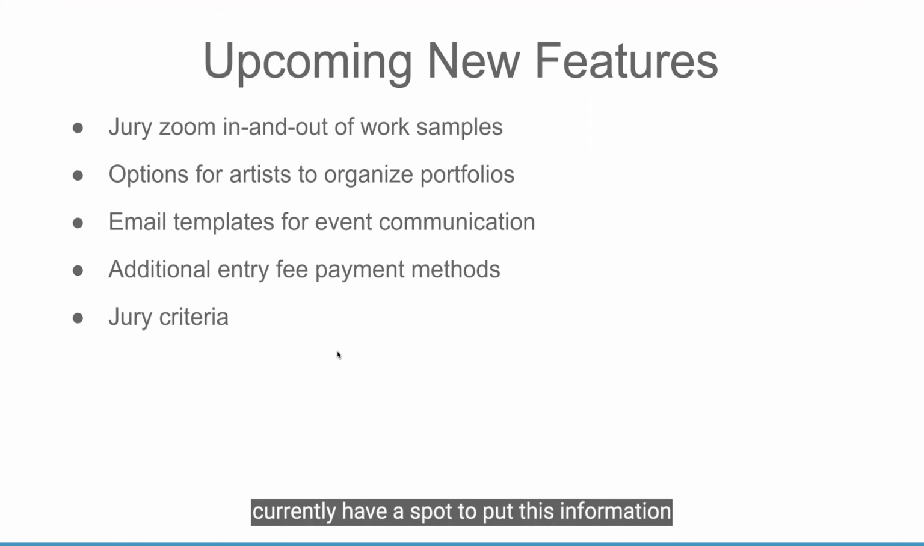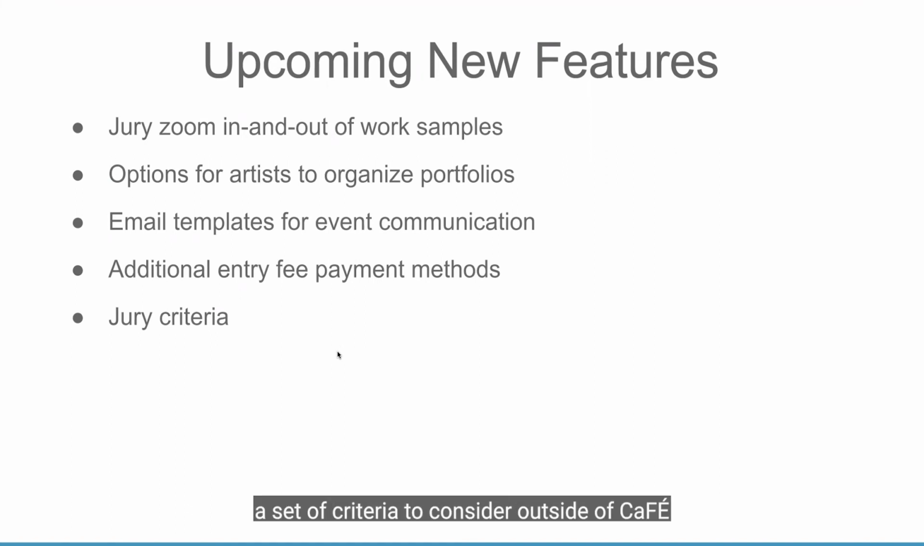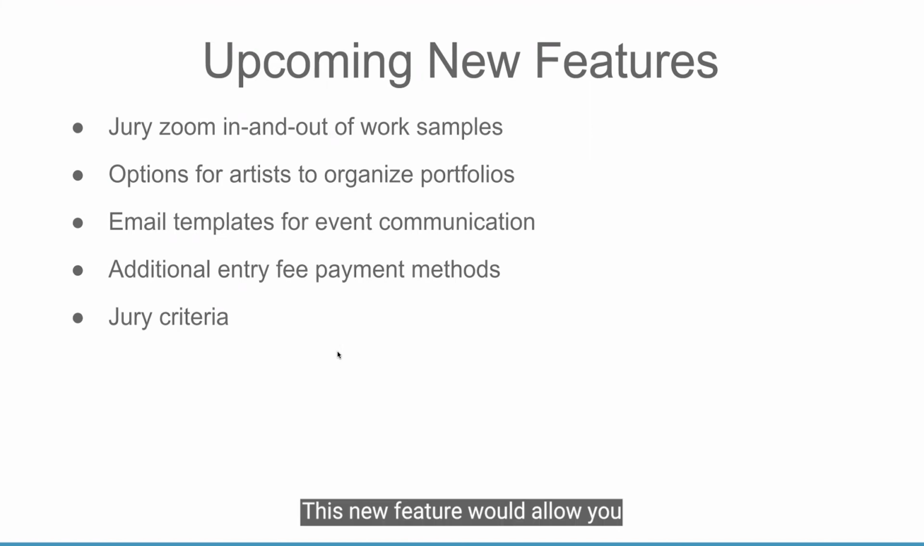So since CaFÉ doesn't currently have a spot to put this information or calculate those scores, some organizations might right now send their jurors a set of criteria to consider outside of CaFÉ and then just have them put in their final score into the CaFÉ scorecard. This new feature would allow you to keep everything in CaFÉ and have the criteria available to the juror to reference and keep track of inside of CaFÉ. So I know this feature is particularly highly requested, so we'll be sure to update everyone on when this would be expected to be rolled out.